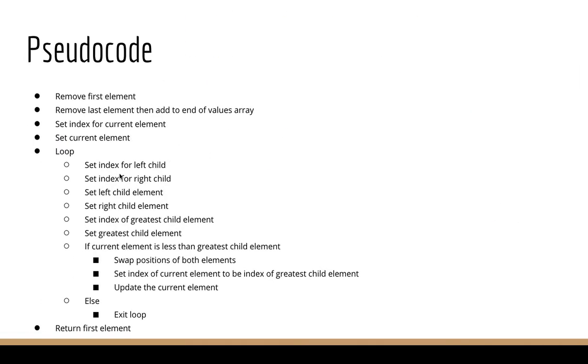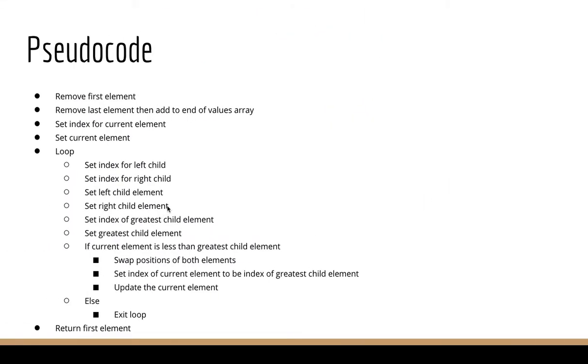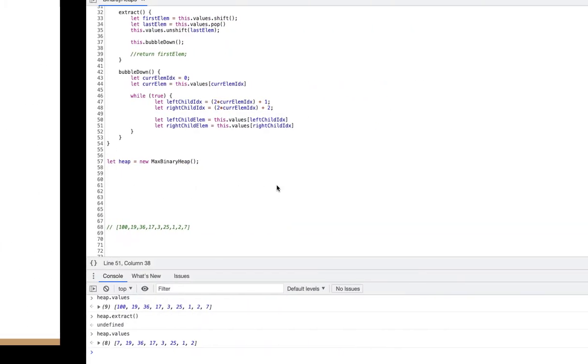Let me also go back here to the pseudocode. So where we're at is we set the index for the left child. We set both the index for the left and right child, and now we set the left child element and we're setting the right child element. That's where we're currently at, and actually we just finished it here. So that's what these 2 lines of code are. It's completing these 2 here. So the next step is set the index of greatest child element.